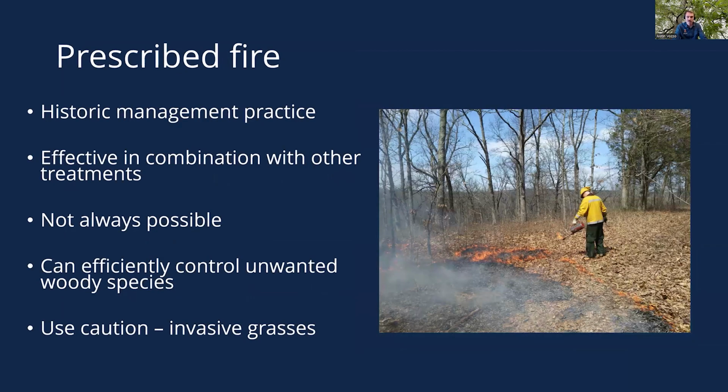prescribed fire is really a historic management practice that was heavily employed by a lot of Native American folks, but is a very important tool in maintaining a lot of our restoration efforts. And it can be helpful for controlling invasive woody species, for example. It's a really broad topic that I'm not going very much in depth into, and a whole webinar presentation could just be dedicated to a lot of these other topics. But when you're using prescribed fire in woodlands especially, you need to be cautious, especially because of things like invasive grasses, like Japanese stiltgrass. There are certain invasive species that might actually be enhanced with fire.